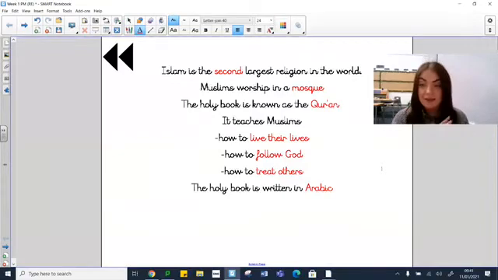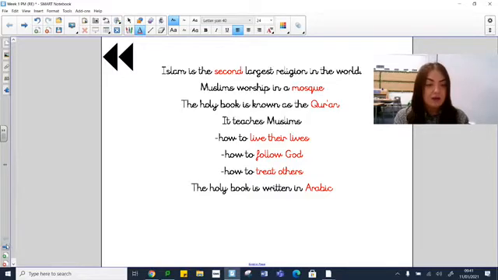Okay, so hopefully you've had a little go at that. Let's see how many of those questions you got correct. So Islam is the second largest religion in the world. Muslims worship in a mosque. The Holy Book is known as the Quran. The Quran teaches Muslims how to live their lives, how to follow God, and how to treat others. And the Holy Book is written in Arabic. So give yourself a round of applause if you got all of those rewind questions correct.